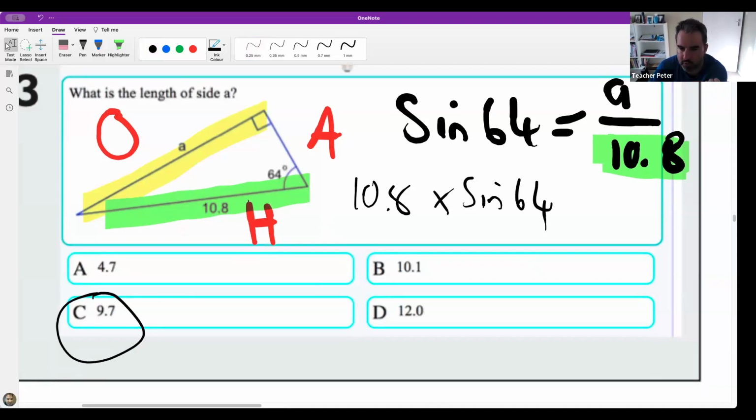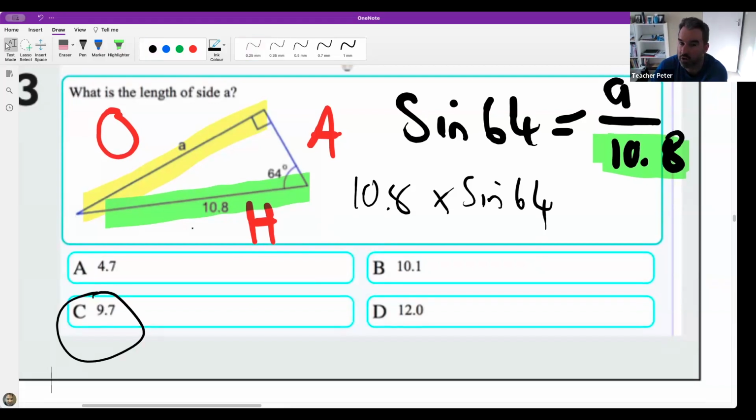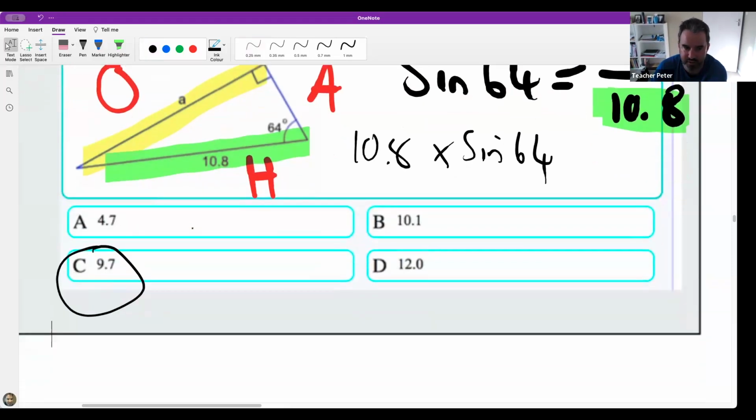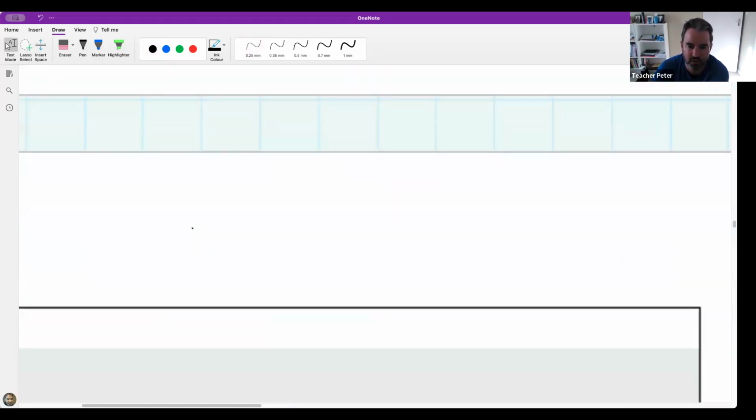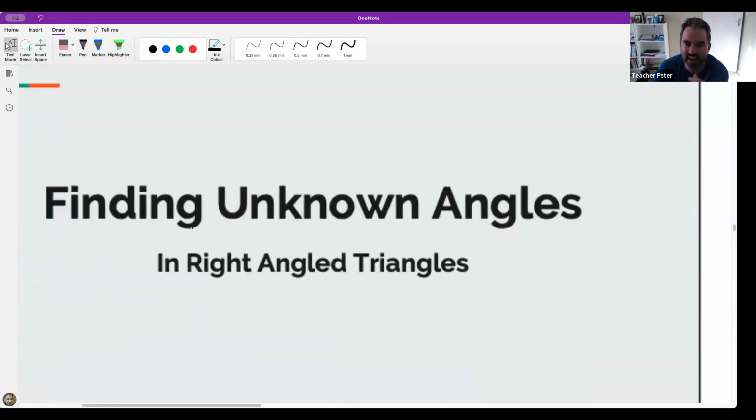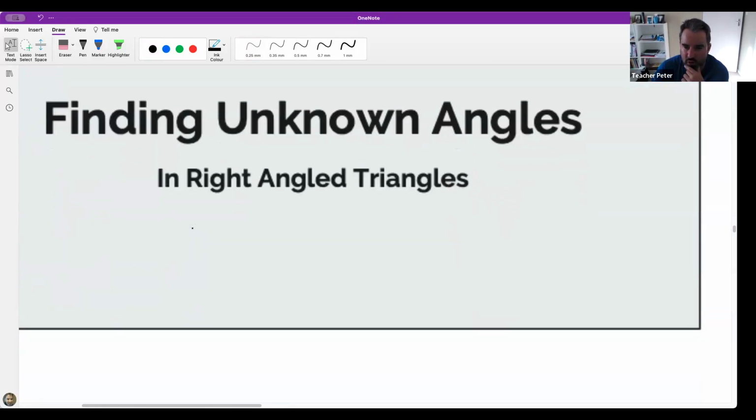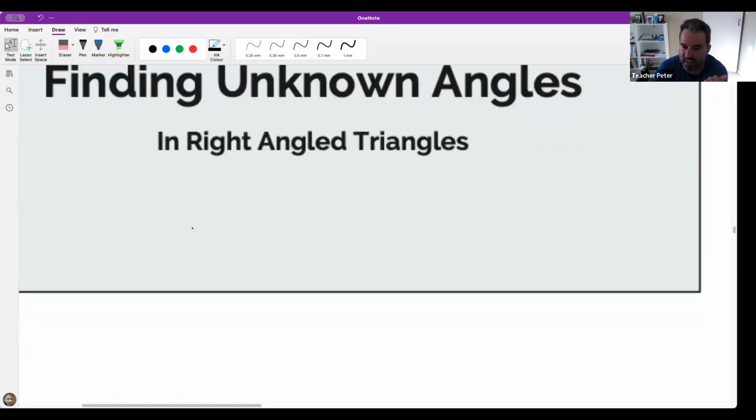Okay, so we've learned today about using basic trig ratios. We've learned how to use trig ratios to find sides. The last thing we're going to do today is how do we find unknown angles in right-angled triangles. Okay, so now we're finding angles.